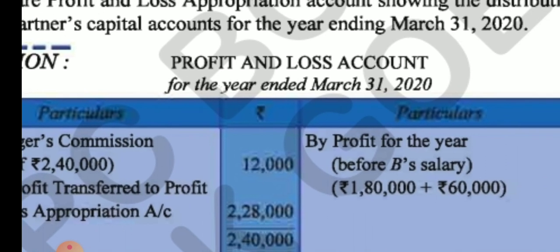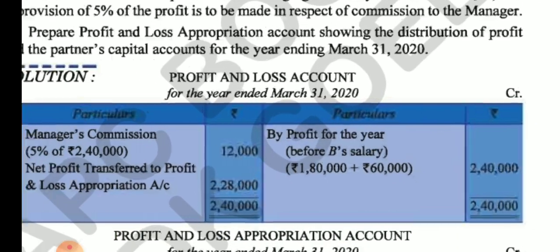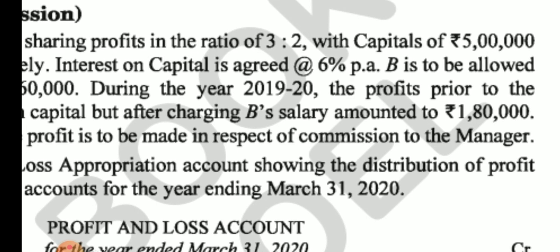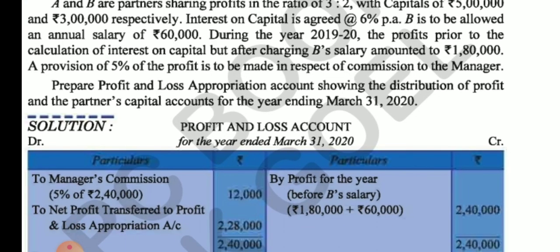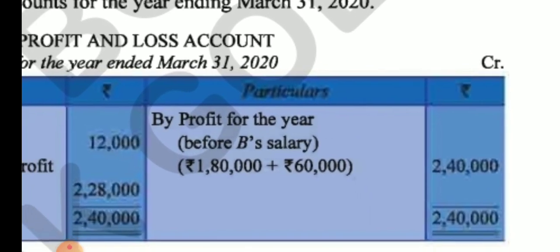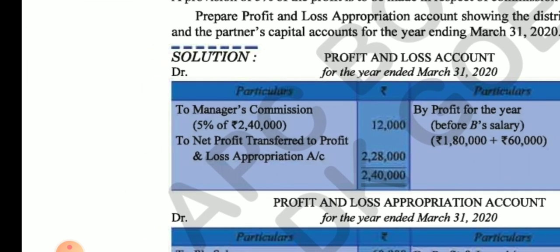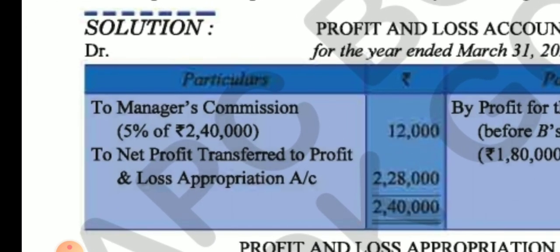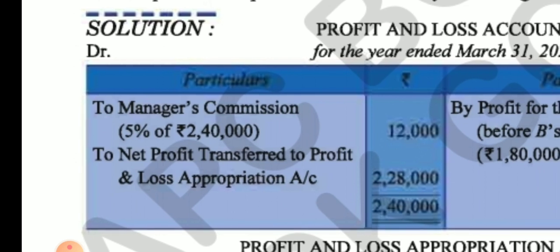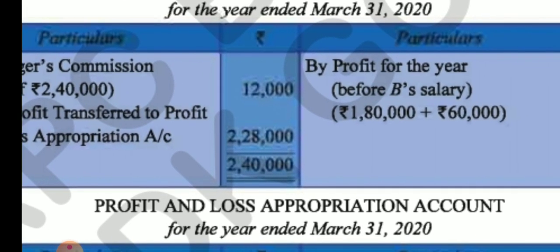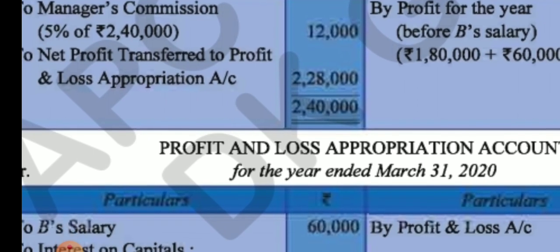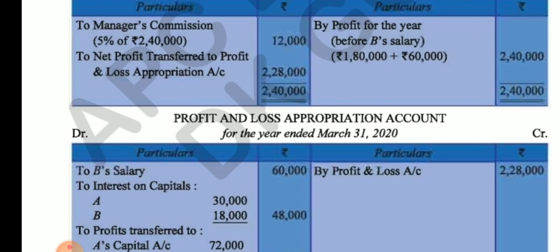Then in the P&L we show this amount 1,80,000 plus 60,000, because this profit is after charging salary. After charging salary, we add that salary back, then the profit is 2,40,000, and then manager commission at 5% of 2,40,000 is 12,000. The difference amount, net profit, is transferred to the P&L appropriation account, 2,28,000. This manager commission we show in the P&L account. After showing the manager commission, the profit is transferred to the P&L appropriation account.